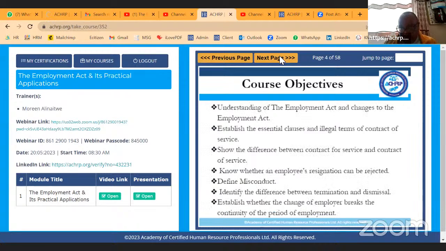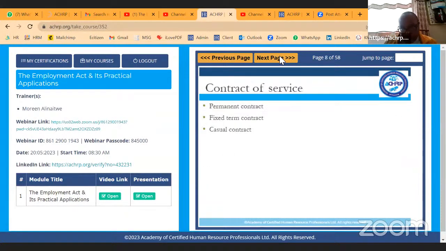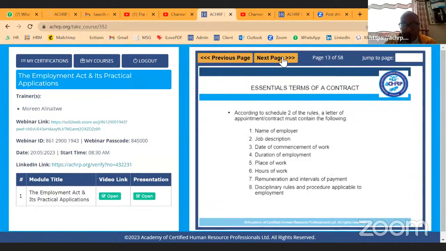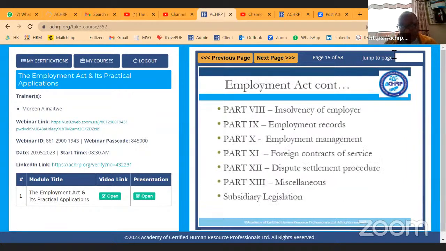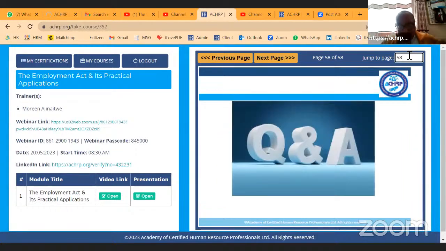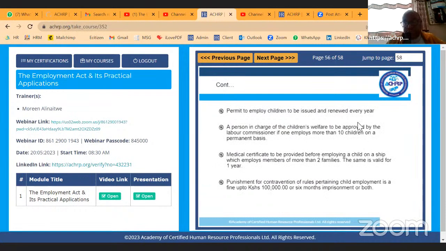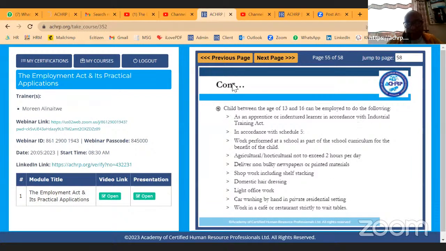These are the notes which the trainer was taking us through. All of them are here. You're able to go through the notes at your own pace. Sometimes when you become tired, you could jump to number 58, that part for question and answer. And you could still go to previous page. So a total of 58 pages are in this presentation, but you might not be interested in reading the notes.